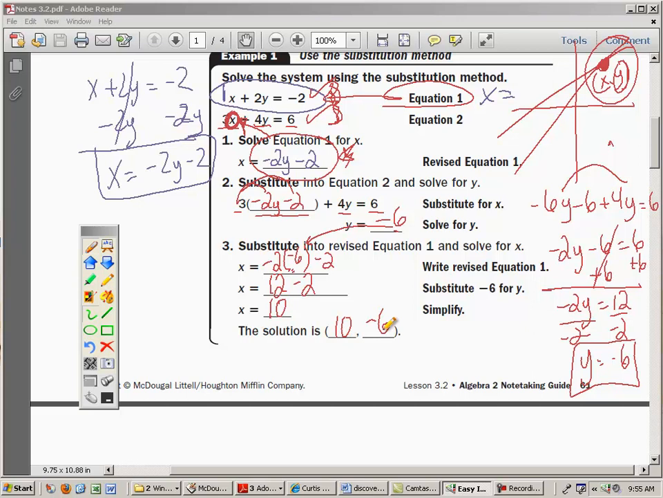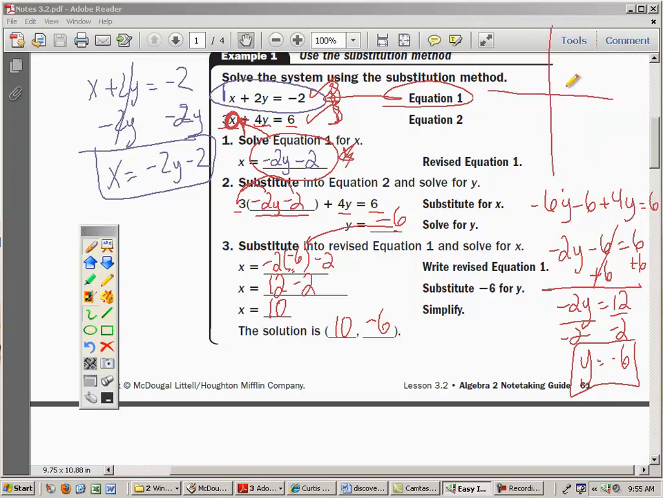Now once again, I have absolutely no idea what these two lines look like, but I do know that those two lines are going to intersect somewhere in the neighborhood of 10, negative 6, somewhere down in here. And again, they could look like this and like this. I have no idea. But they cross at that point, which is (10, negative 6).